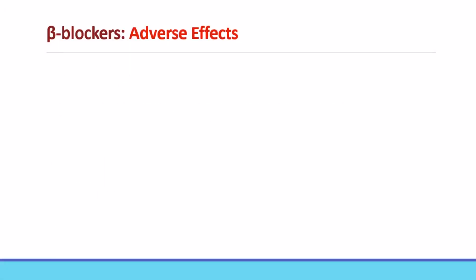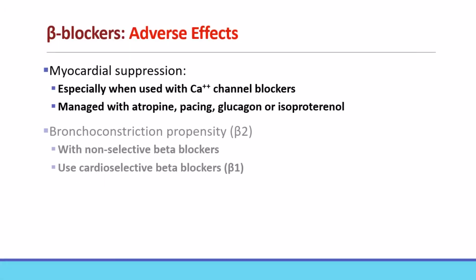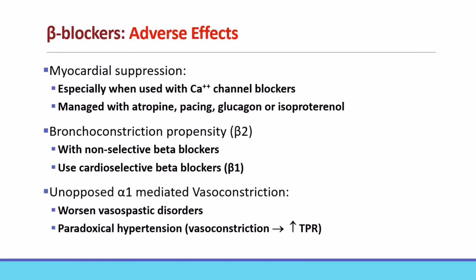The adverse effects of beta blockers are largely predictable based on their mechanism. Excessive cardiac suppression can occur, particularly when combined with other drugs that reduce conduction. Bronchoconstriction is a major concern in asthmatics with non-selective agents. These effects highlight the importance of receptor selectivity in clinical use. Beta blockers may worsen vasospastic conditions and cause paradoxical hypertension as discussed above.